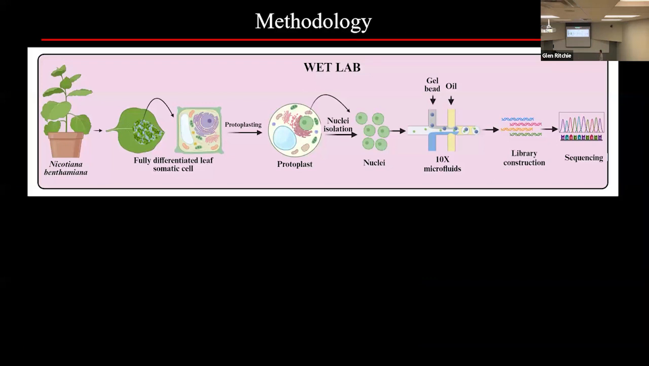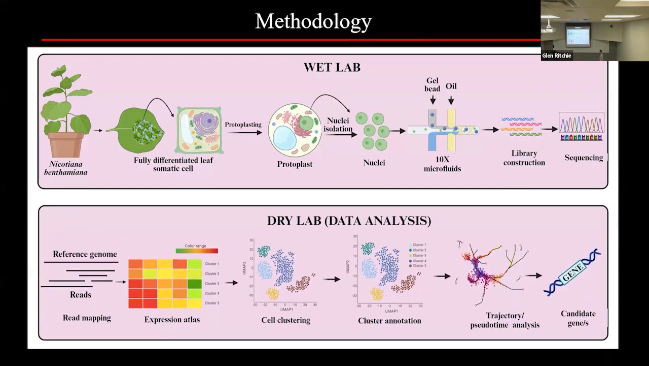So how am I going to do that? This is basically divided into two parts. The first one is the wet lab part. I will be isolating protoplast from tobacco, and then isolating nuclei from that tobacco, and run it into single cell microfluidics, generate the library, and then get the sequencing data. And the second part, the dry lab part, is basically the analysis of that data.